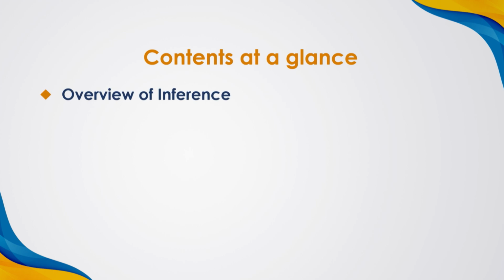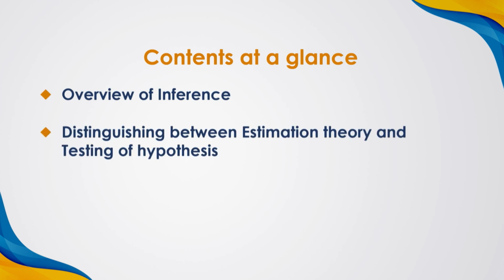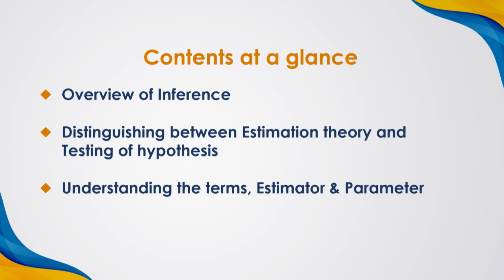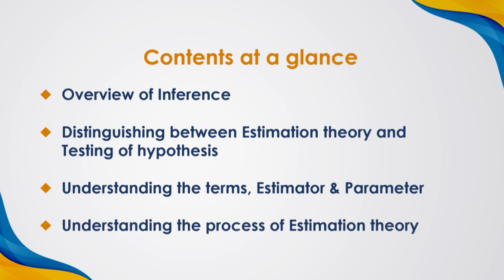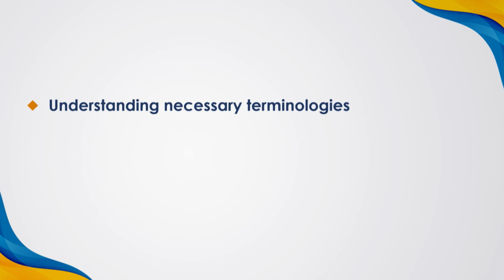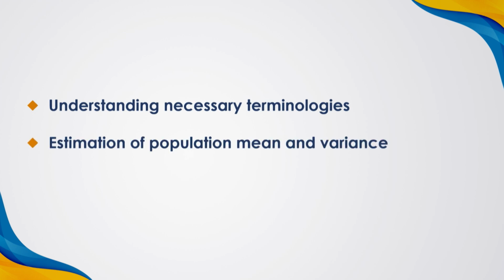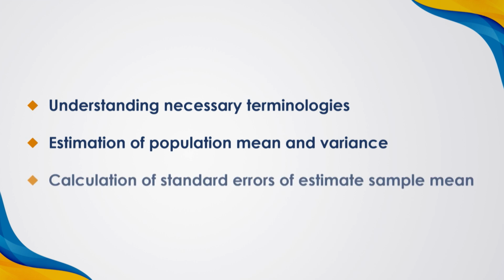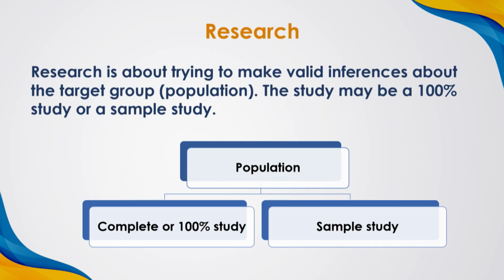Let us start. We begin with the first part of the lesson, in which you will learn description on the estimate, estimator, sampling distribution and the standard error of the estimator. Contents at a glance: overview of inference, distinguish between estimation theory and testing of hypothesis, understanding the terms estimator and parameter, understanding the process of estimation theory, understanding necessary terminologies, estimation of population mean and variance, calculation of standard errors of estimate sample mean.